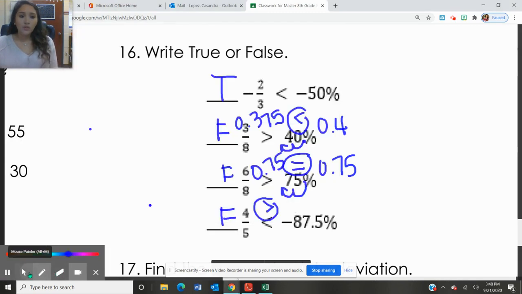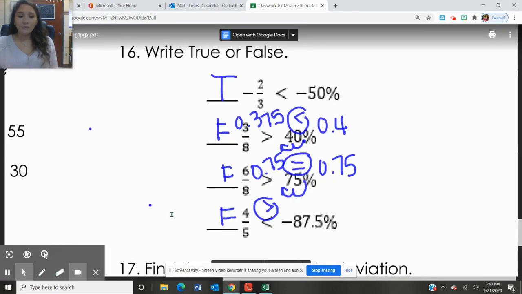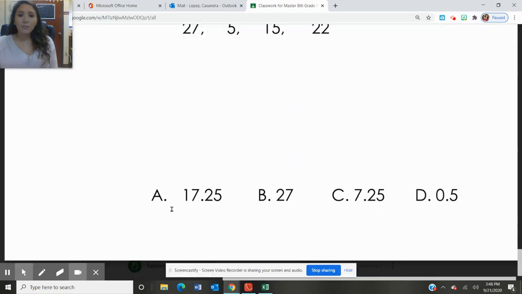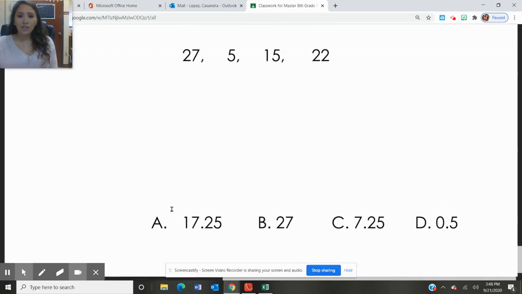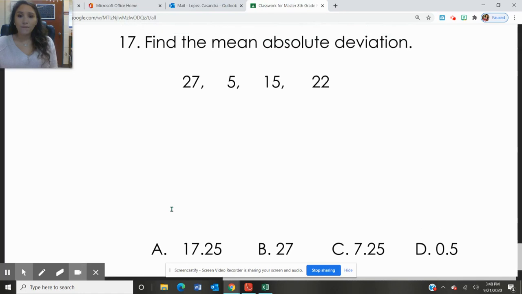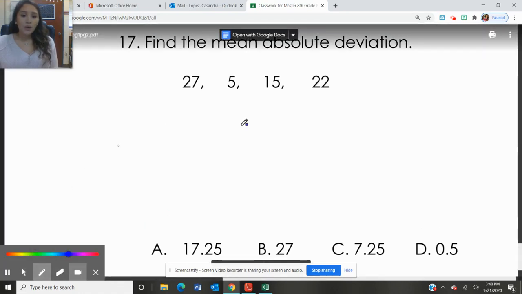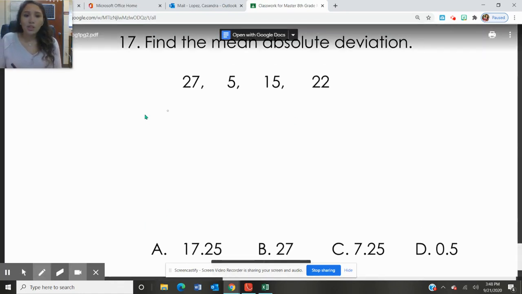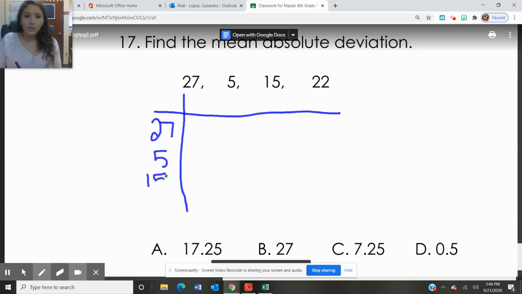Okay, so let's move on to example number 17. It says find the mean absolute deviation. So it gives us 4 problems. So again, whenever we do mean absolute deviation, I always suggest that you draw a little chart here. So, and I'm just going to rewrite my numbers. So I have 27, 5, 15, and 22.